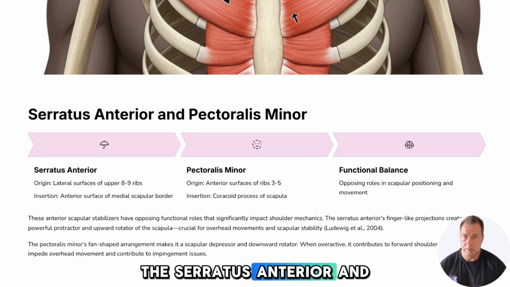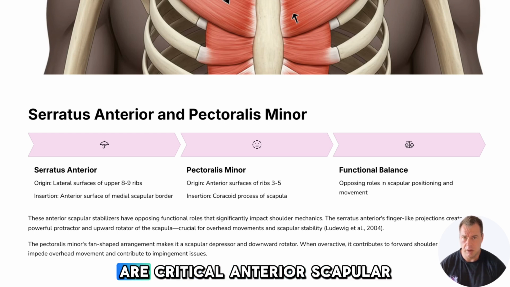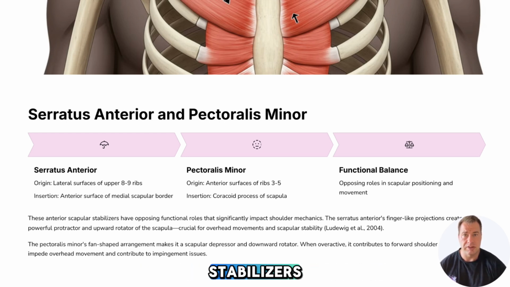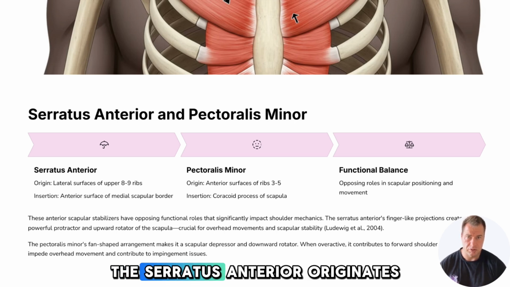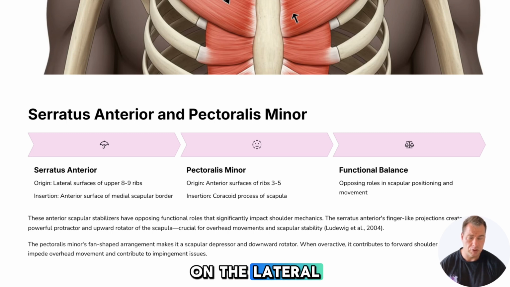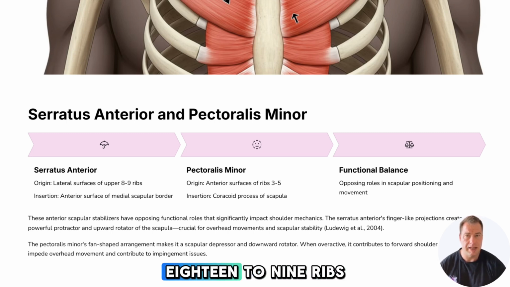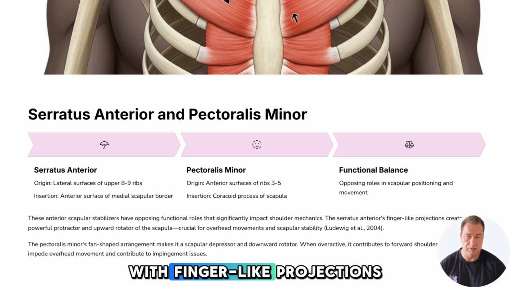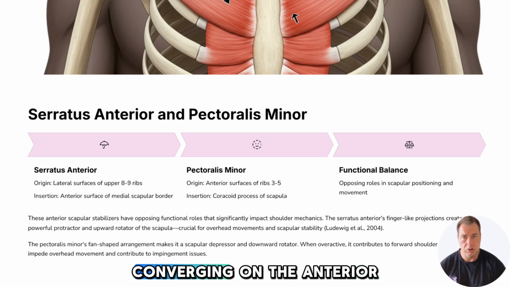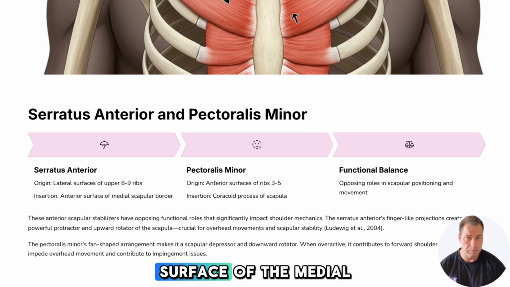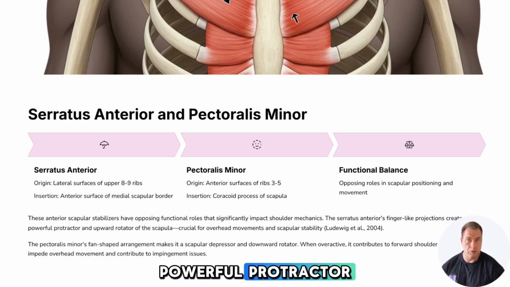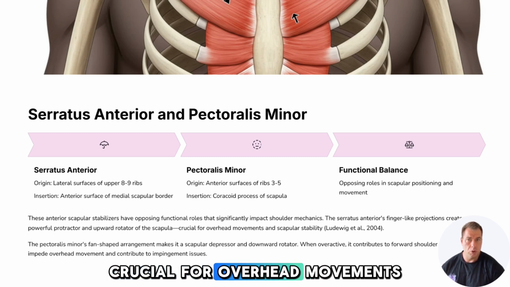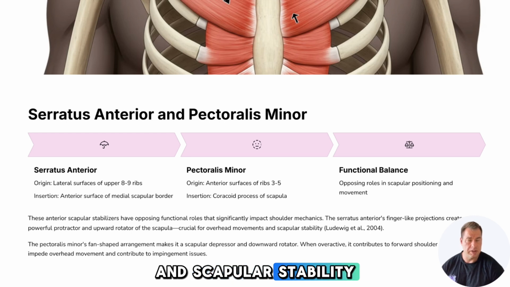The serratus anterior and pectoralis minor are critical anterior scapular stabilizers with opposing functional roles. The serratus anterior originates on the lateral surfaces of the upper 8th and 9th ribs, with finger-like projections converging on the anterior surface of the medial scapular border. This architecture creates a powerful protractor and upward rotator of the scapula, crucial for overhead movements and scapular stability.